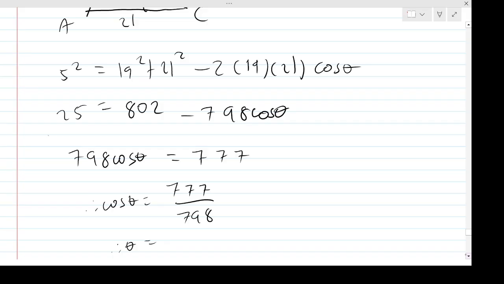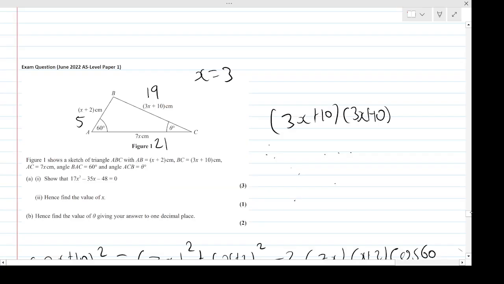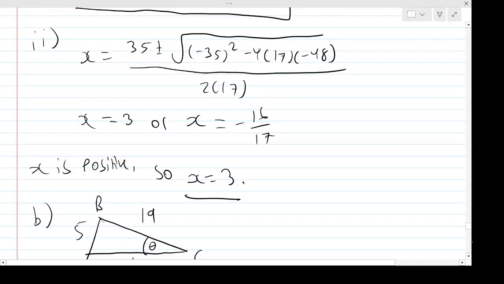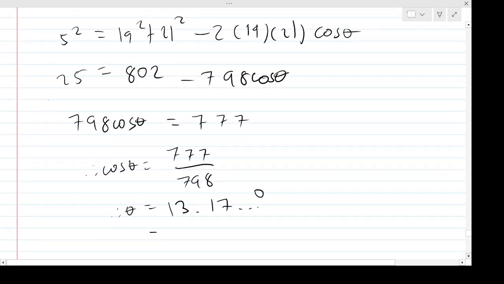So therefore, theta, if I inverse cos that, I get 13.17 degrees. Does it say to round it to anything? To 1 decimal place, okay. So to 1 decimal place, the angle theta is 13.2 degrees to 1 dp. Cool then. Okay, so that's the cosine rule.